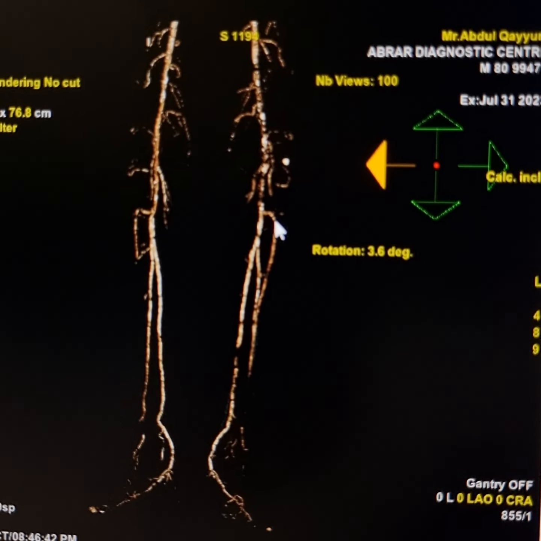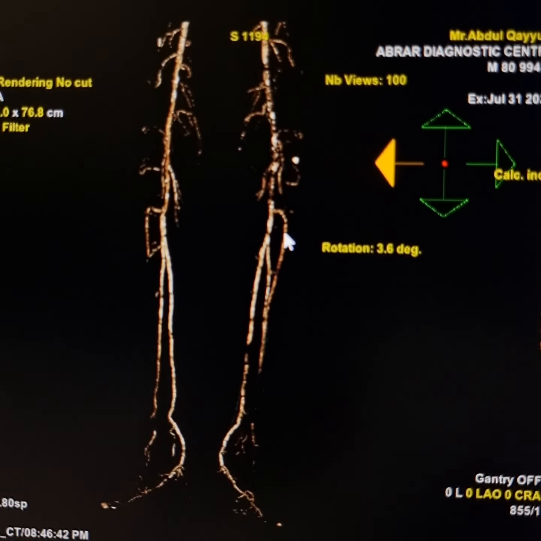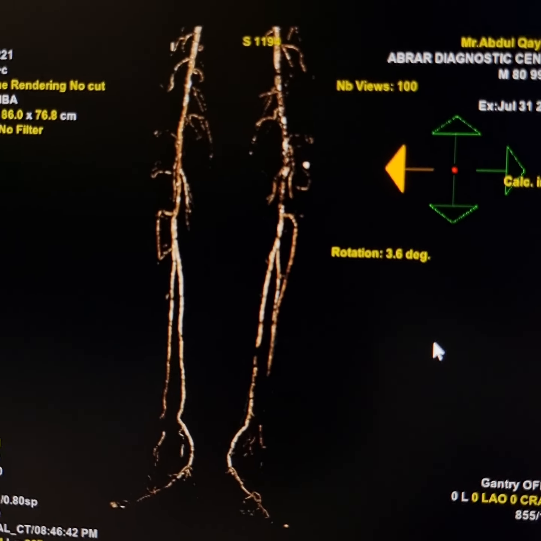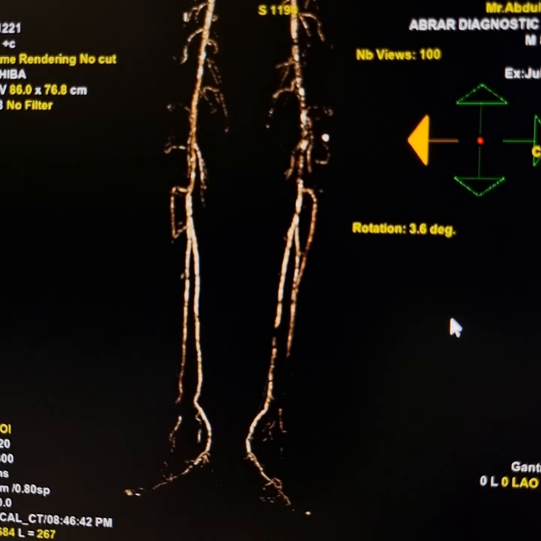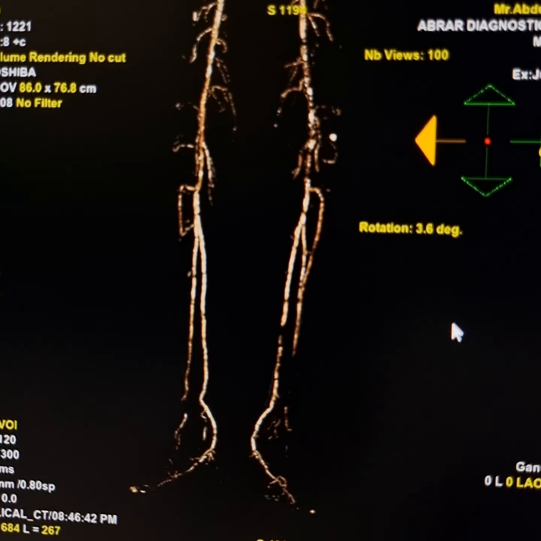Please observe the cast made by the tunica media calcifications. This is the anterior tibial artery, this is peroneal artery, and this is the posterior tibial artery. Although these were thrombosed on left side, the computer generated images show as if these arteries are patent.